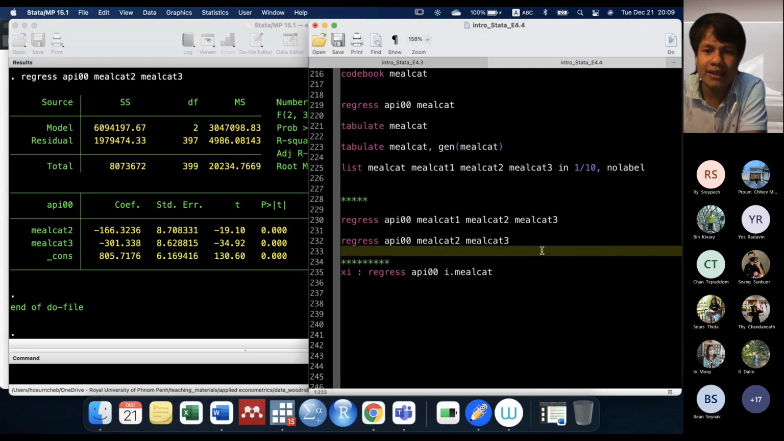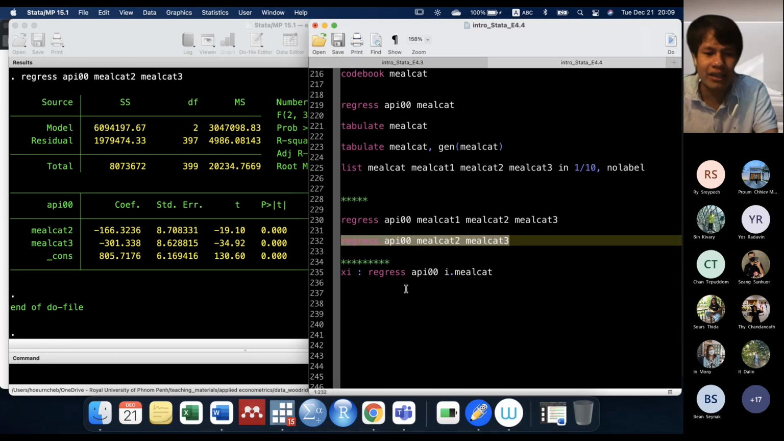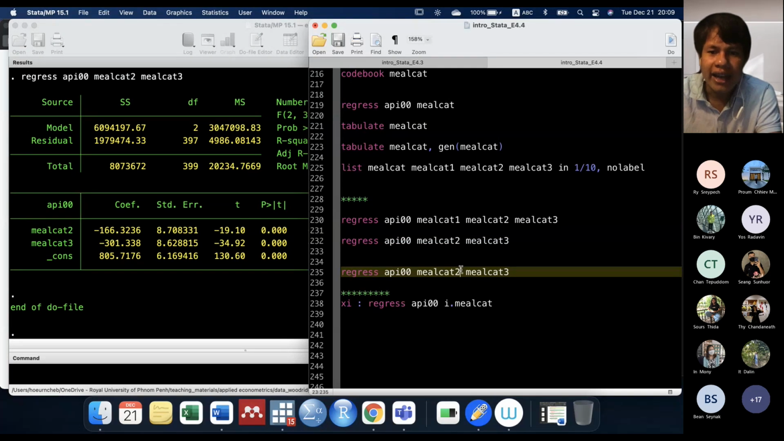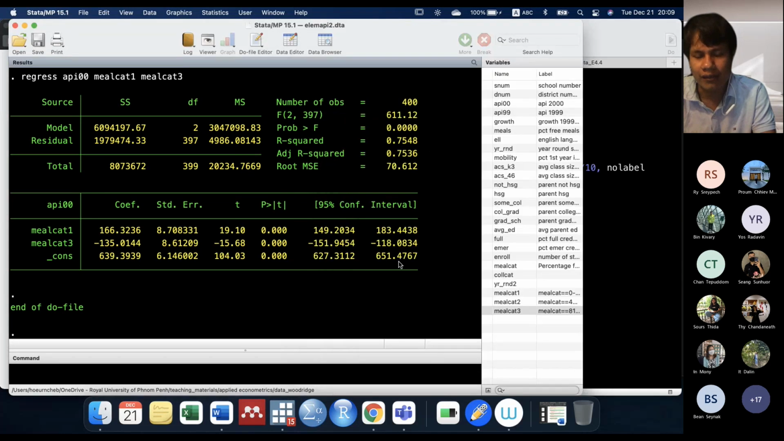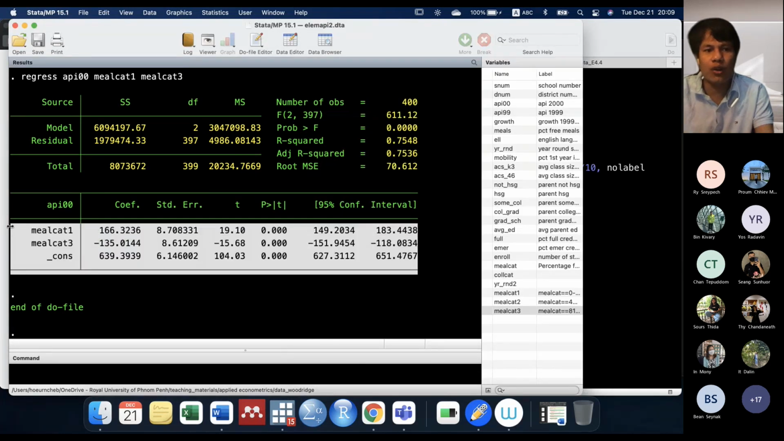But what if you ask, can I change my base category? Yes. If you change your base category to, for instance, I include category 1 and 3, and I leave out category 2, what happens? I run this new one, with meerkat 1 and meerkat 3. Now, guys, we obtain different results. You following me? Because our base category is different.